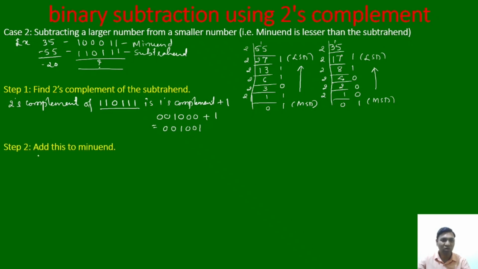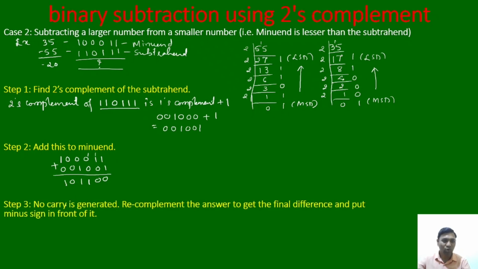Now let us go for step number 2, add this to the minuend. What is the minuend? 1 0 0 0 1 1. I'll write here 1 0 0 0 1 1. So add this 2's complement to this minuend. I'll write here 0 0 1 0 0 1 with a plus sign. So start adding from the right hand side. 1 plus 1 is 2. 2 can be written as 1 0. 1 plus 1 is 2, can be written as 1 0. So here 1 plus 0 plus 0 is 1. 0 plus 1 is 1. 0 plus 0 is 0. 1 plus 0 is 1.